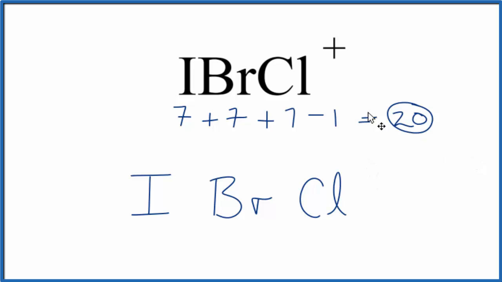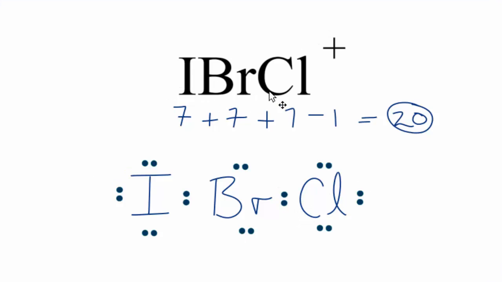So we have 20 valence electrons. Let's put 2 between atoms. That'll form the chemical bond. Then we can complete the octets on the atoms on the outside. At this point, we've used 16. We have an octet for the iodine and the chlorine. We have 4 more, so we'll just put these on the bromine, and that completes the octet on the bromine. So this would be a Lewis structure for IBrCl+.